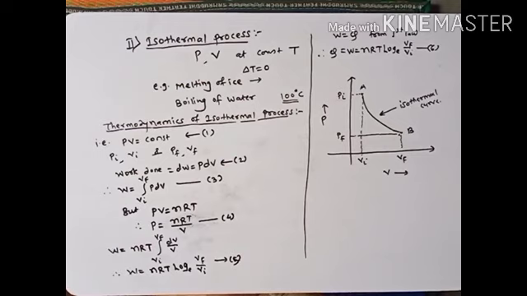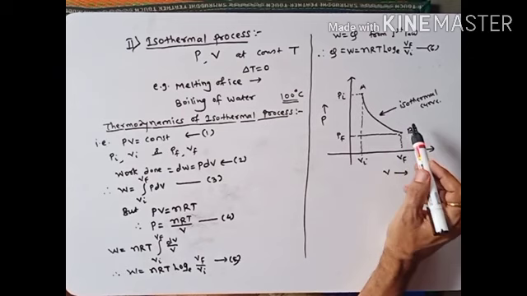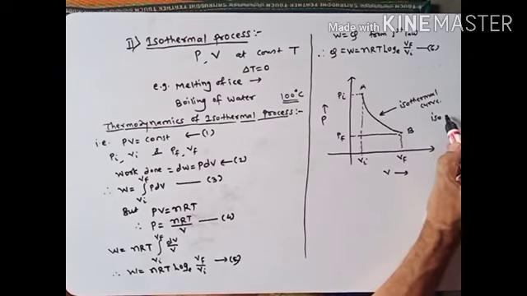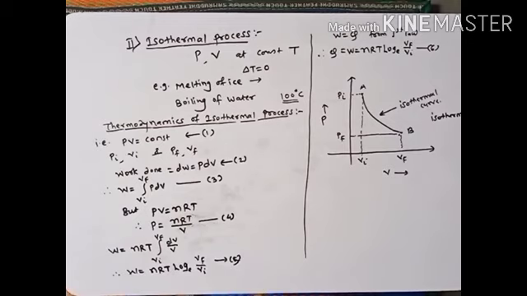This is all about the isothermal process, and this curve we call an isothermal curve, or we also call it an isotherm. I hope you all understand this. Now we are going to see the third type of process in the next lecture. I hope you all understand this. Thank you.